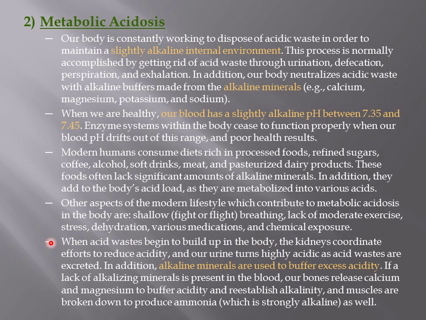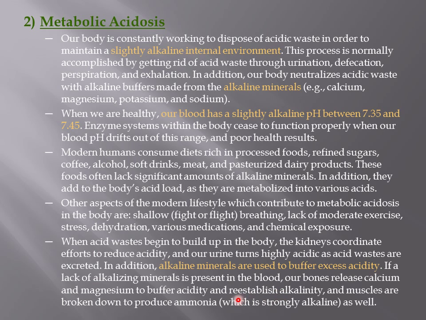When these acid wastes begin to build up in the body, our kidneys are the point of action to reduce this acidity. Our urine turns highly acidic as acid wastes are excreted. And in addition, the alkaline mineral buffer system will be activated. If there's a lack of alkalizing minerals in the blood, however, our body will start to dig into the bones to get calcium and magnesium, bringing that into the bloodstream to help buffer the acidity and reestablish alkalinity.